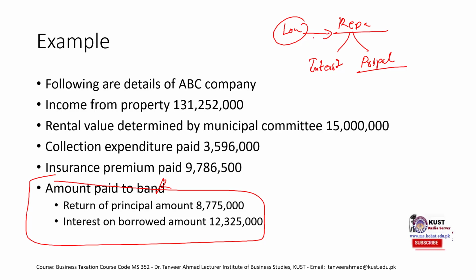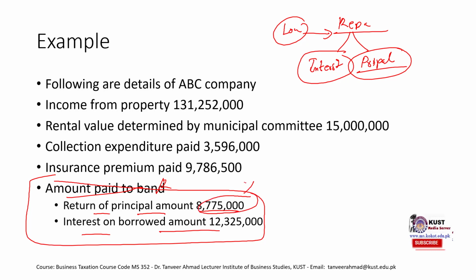So when you are repaying the loan, you pay it in chunks in addition to the interest amount. So the amount paid to the bank is a return of principal amount. This is the principal amount that we are returning, and this is the interest on the borrowed amount. We are assuming that this amount is borrowed for the construction of a building. Remember, this amount would not be allowed as deduction, rather just the interest is allowed as deduction. So we would just have to deduct interest.